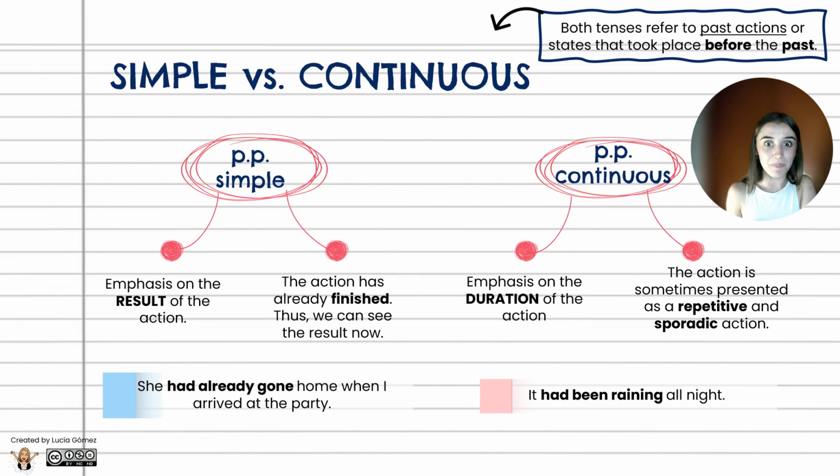On the contrary, if I say something like, it had been raining all night, había estado lloviendo toda la noche, implica que había sido, pues eso, toda la noche, y había sido continua durante toda la noche. Ahí tengo mi duración, all night. Once again, in the exam, you'll have something like, I don't know, everything was wet.